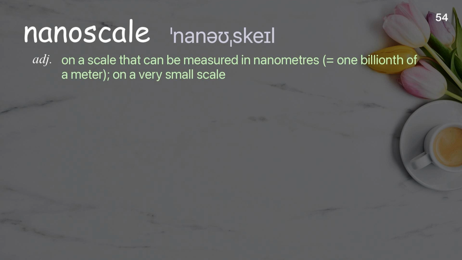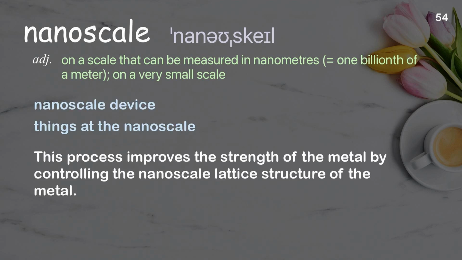Nanoscale. On a scale that can be measured in nanometers, equals 1/1000th of a meter, on a very small scale. Examples: Nanoscale device. Things at the nanoscale. This process improves the strength of the metal by controlling the nanoscale lattice structure of the metal.